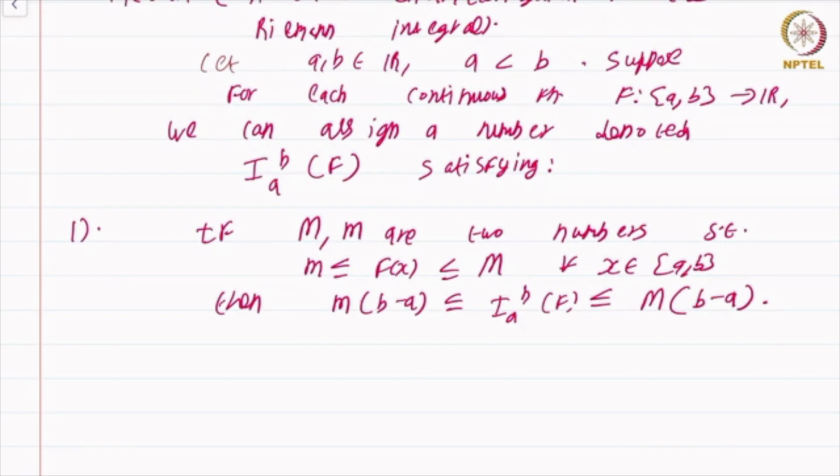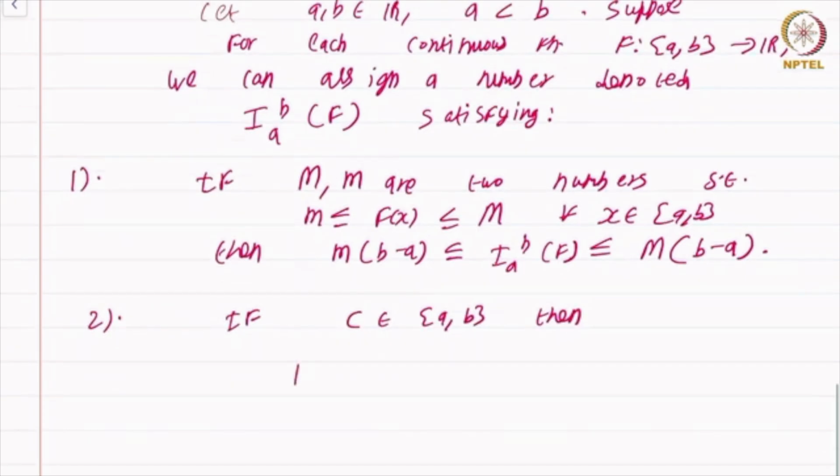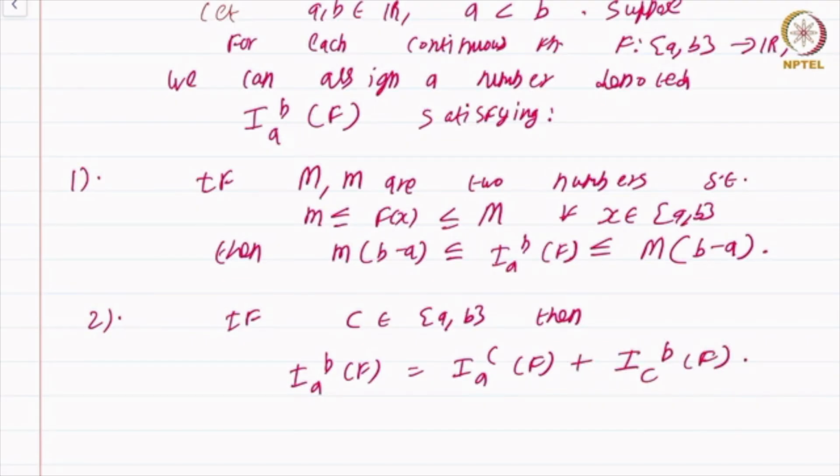2. If C is in AB, then I AB of F is nothing but I AC of F plus I CB of F. Okay, excellent. So these are the two things that IAB satisfies.